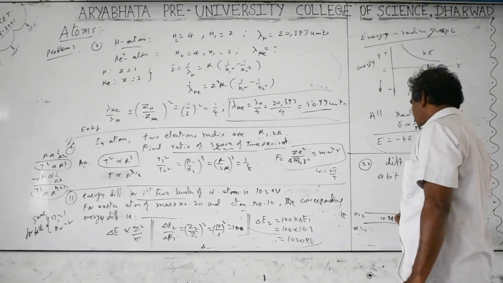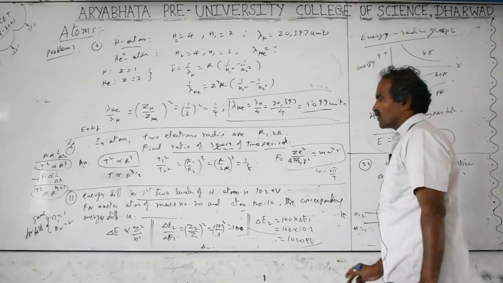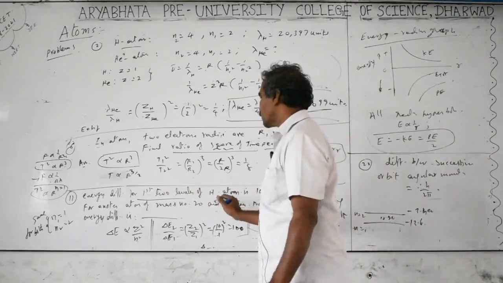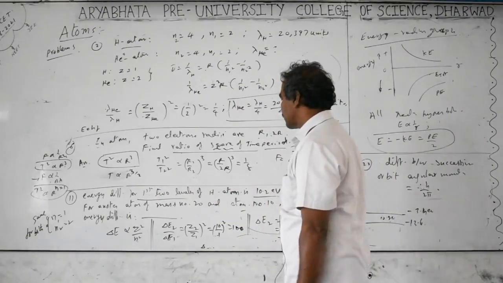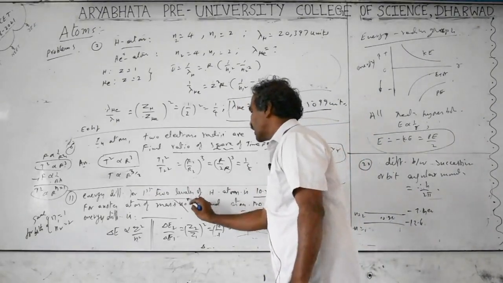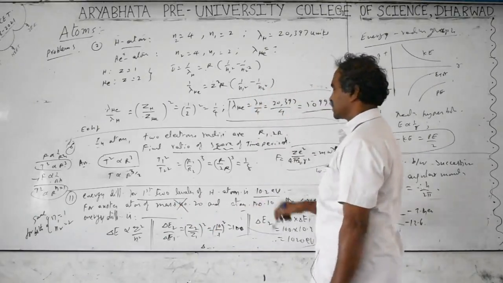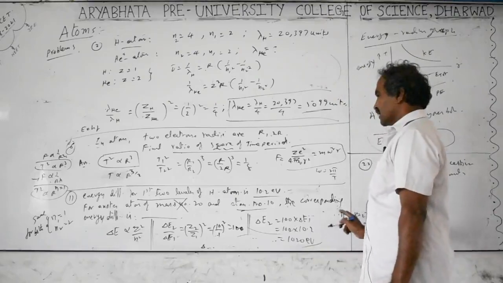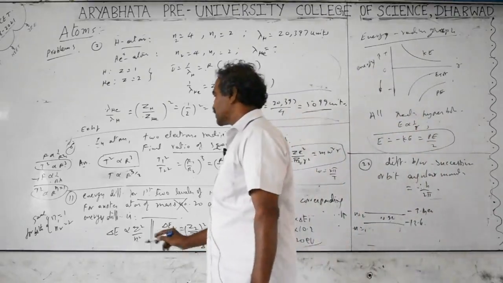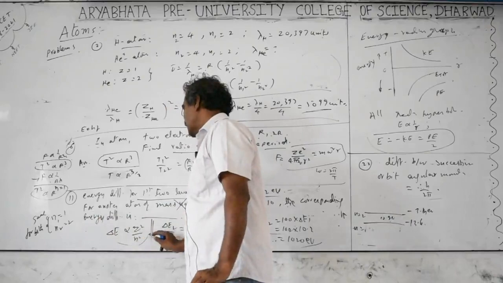The energy needed to excite the electron from the ground state to the next level is nothing but the energy difference for the first two levels, which is 10.2 electron volts. For another atom of mass number 20, we don't consider the mass number for these transitions; consider only the atomic number, that is 10. The corresponding energy difference is how much?